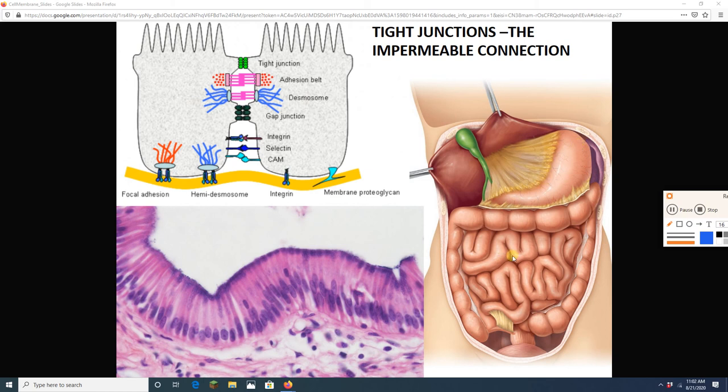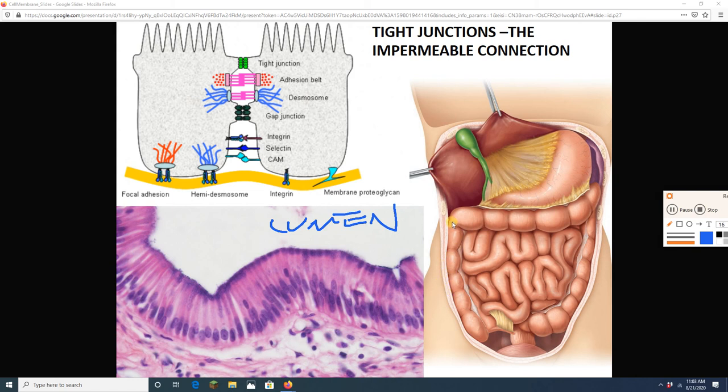All right, here's our small intestine right here. This is the lining of our small intestine right here. Here's the lumen of our small intestine. That's some ugly writing right there. The lumen of the small intestine right there. This is the simple columnar epithelium lining the small intestine. Go back to lab 3. We looked at this.